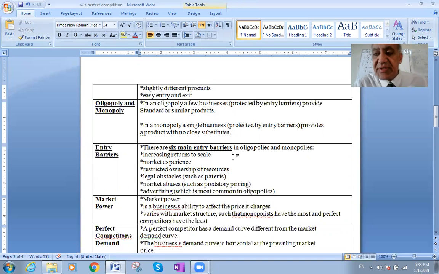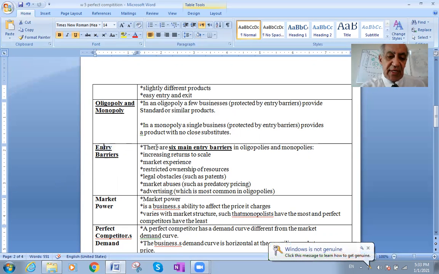The entry barriers here. What are the entry barriers of the markets? There are actually six main entry barriers to the markets. What are they?